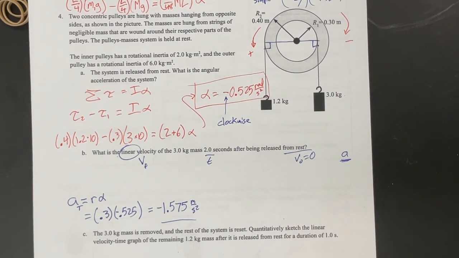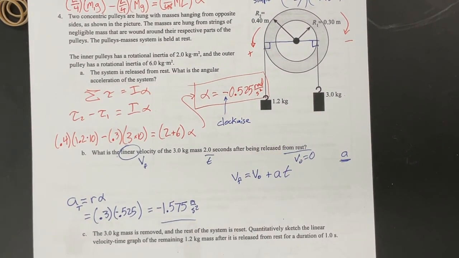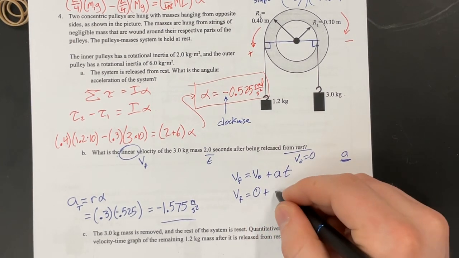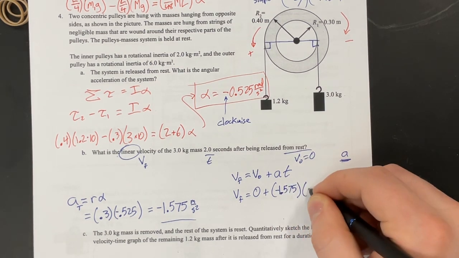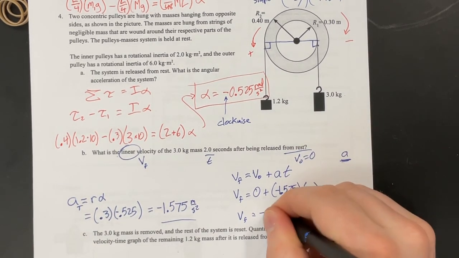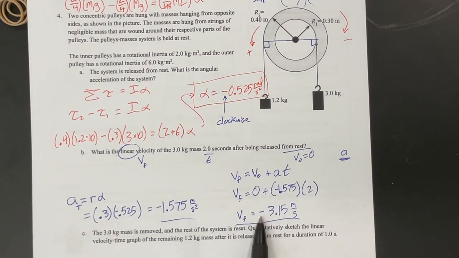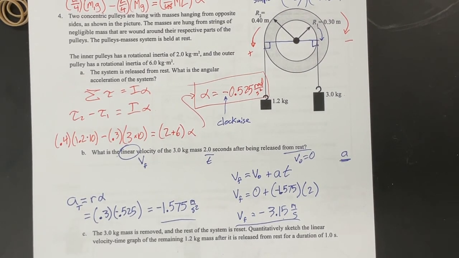Now we can use our acceleration for our motion equation. V final is V initial plus AT. That's our regular normal motion equation. V initial was 0, A 1.575, T is 2. So negative 3.15 meters per second. And again, this negative sign is similar kind of a thing. It means it's with clockwise. And it's going down.